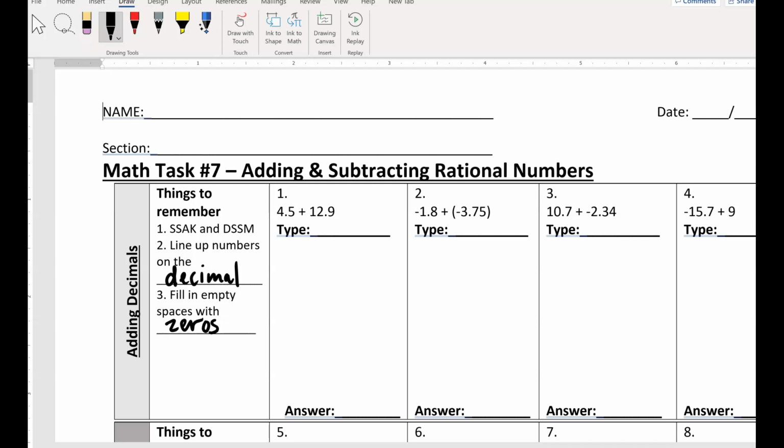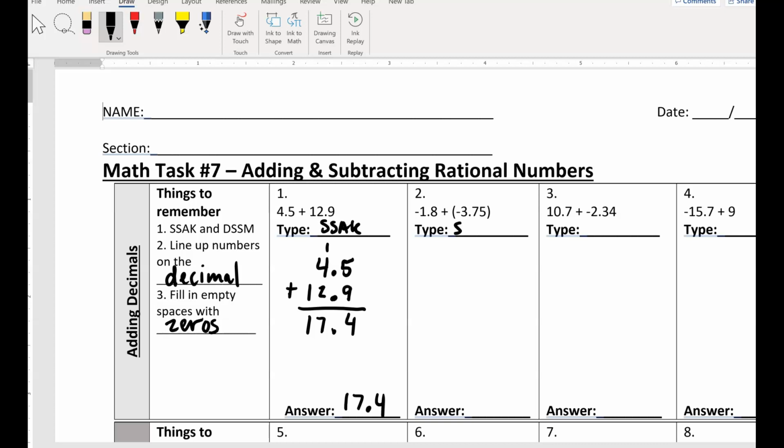4.5 and 12.9. So if I write, first of all, this is an SSAK. They're both positive, so we're going to add and keep the sign. So if I write 4.5 here, I need to write my next number such that I write the decimal first and then fill in the number. 9, 2, 1. So you'll notice that there's nothing above a 1, so we can just count that as 0, right? So we add this up. Make sure we remember our rules of carrying, and we get 17.4. Okay.